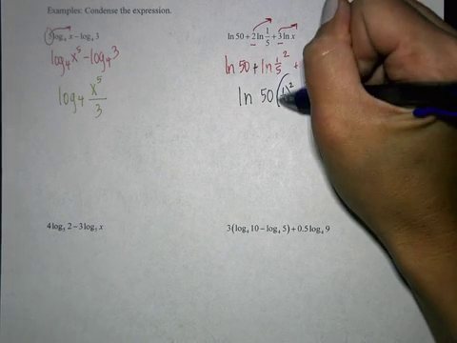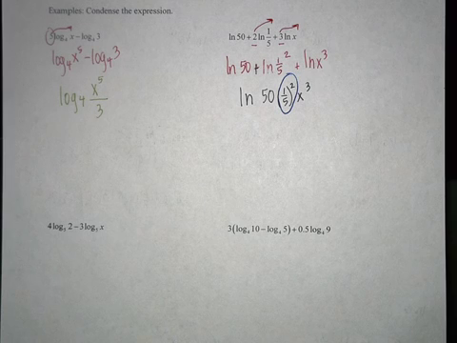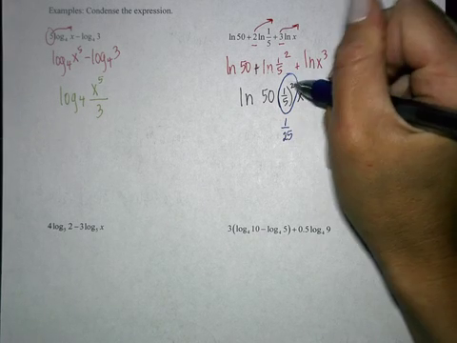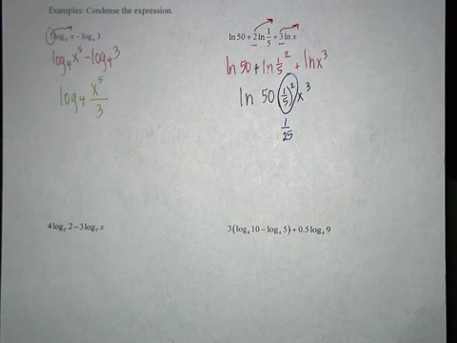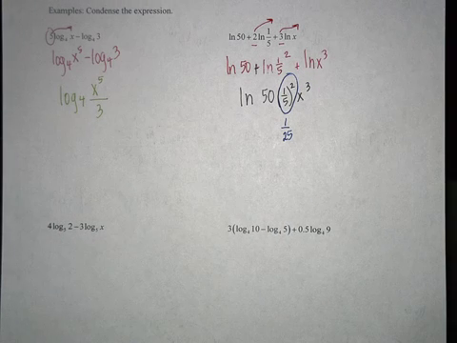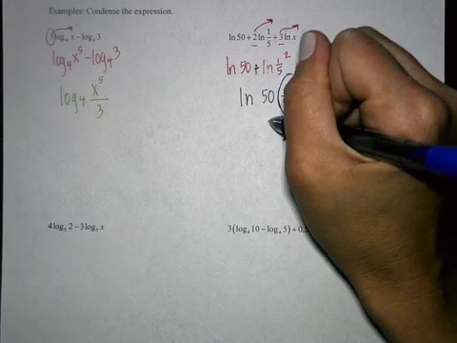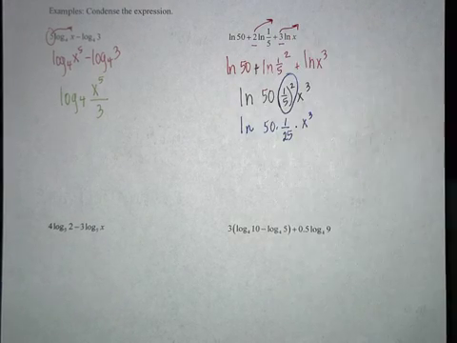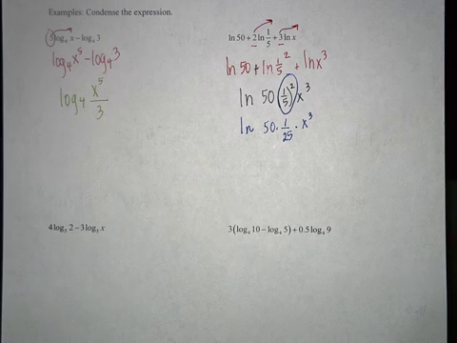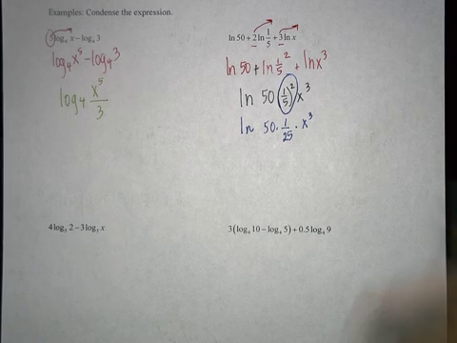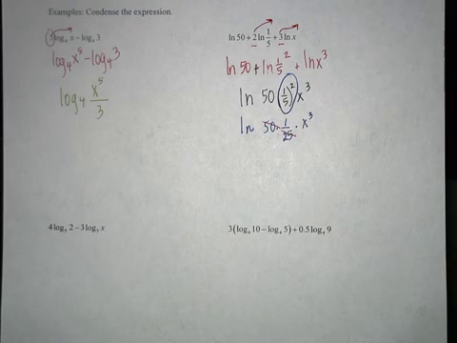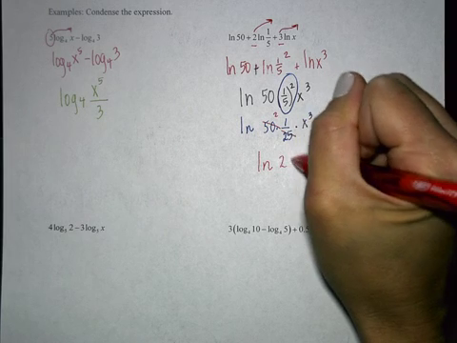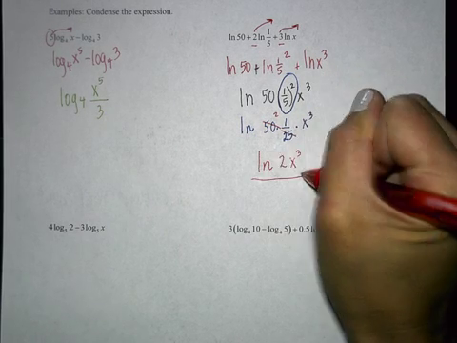What is 1/5 squared? 1 over 25, because 1 times 1 is 1, 5 times 5 is 25. Do we agree? Okay. And so we still have 50, and then we have x to the 3rd. Well, what will happen with the 50 and the 25? They're going to reduce. Good. And so 25 goes into 50 how many times? 2. And so we end up with the natural log of 2x to the 3rd. And that would end up being your final answer.